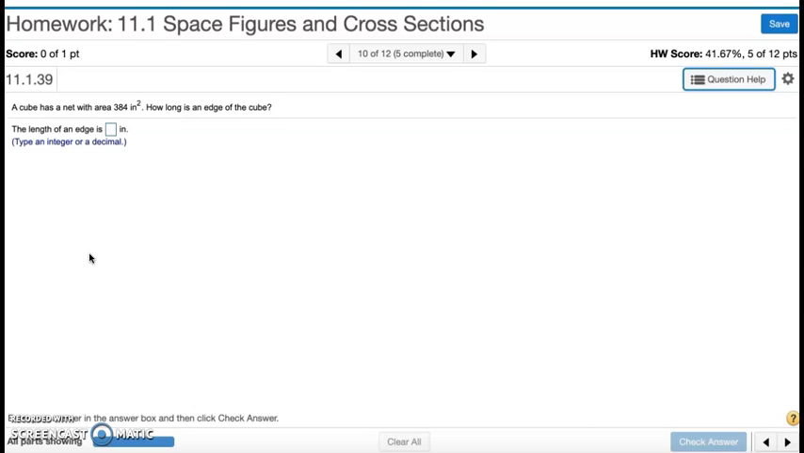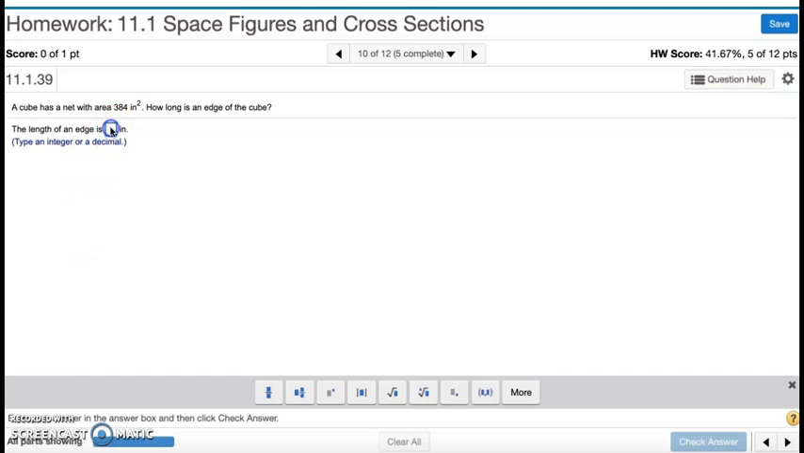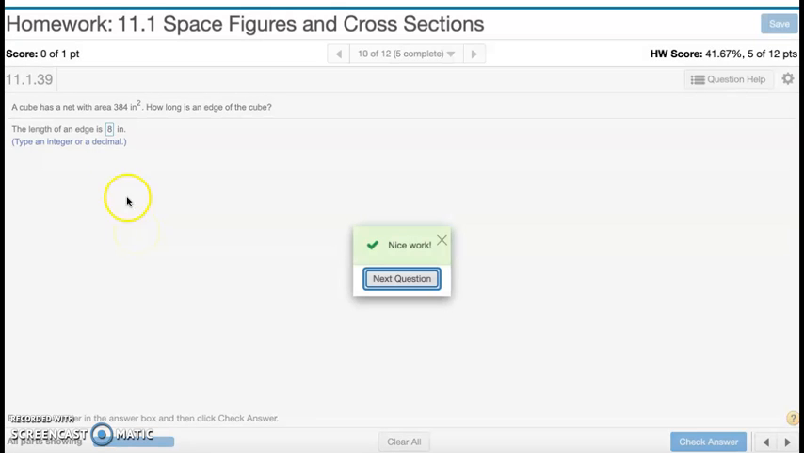Now to find the edge of the cube, we need to take the square root of 64 because the area of a square is side squared. So the square root of 64 is 8, so the length of the edge is going to be 8. And that's number 10.